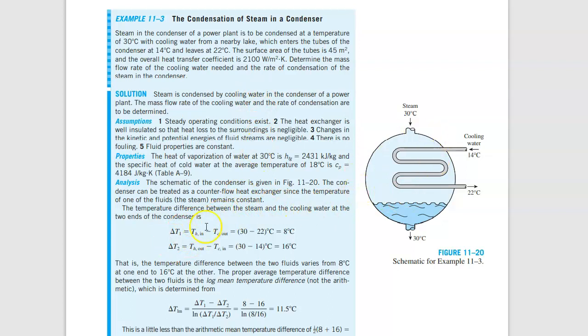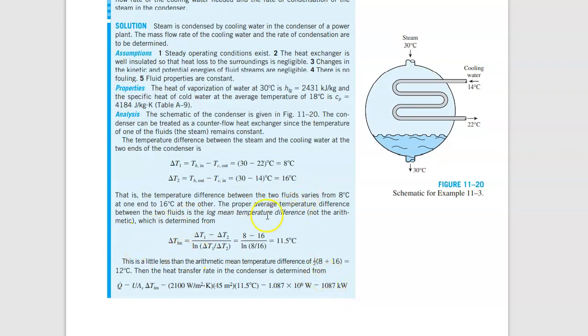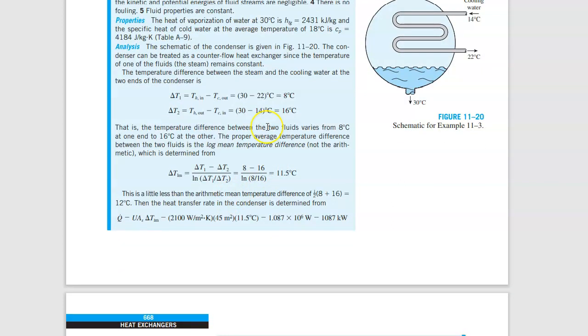Knowing this is a heat exchanger, you need to calculate ΔT1 and ΔT2. So here we got 16, and we got TLMTD equal to 11.5. Then by using the formula Q equal to UA times TLMTD, we got the final answer, 1087 kilowatts.